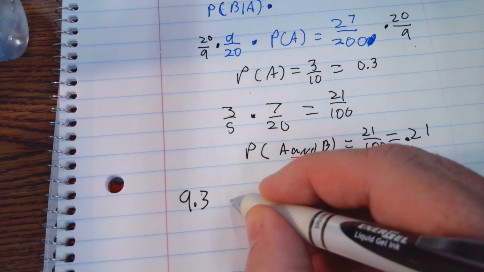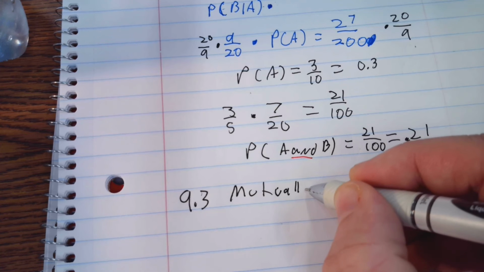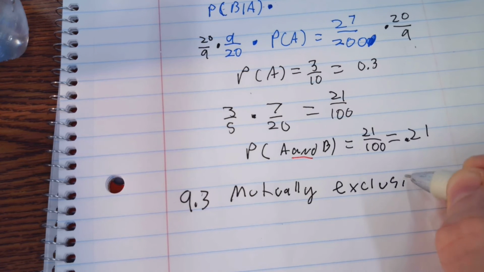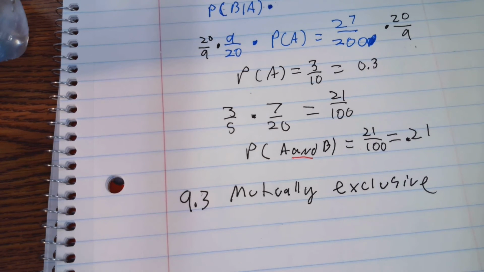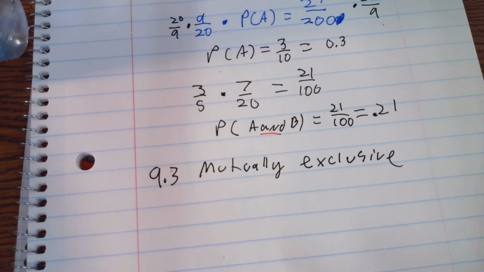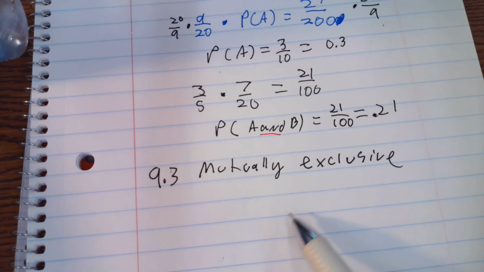9.3. Mutually exclusive. So we're talking about mutually exclusive events as opposed to dependent or independent. So independent, basically, there are two or more events that you want to happen, but they don't really affect each other. Mutually exclusive is where you want just one of those events to happen. You don't need both of them to happen.